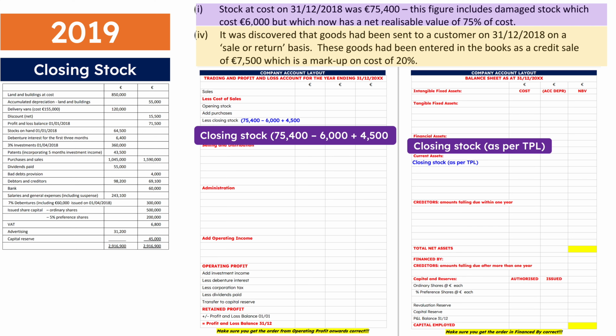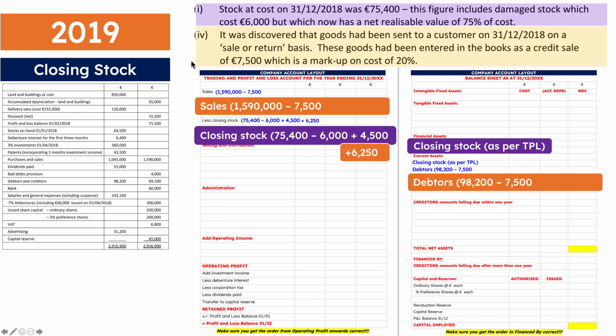and from debtor. So the cost price is 7,500 divided by 120 multiplied by 100. So cost price plus 6,250 onto closing stock there, and the sales we minus from the trial balance figure, we minus 7,500, and then 7,500 from our debtors figure in the trial balance. So that's 2019.